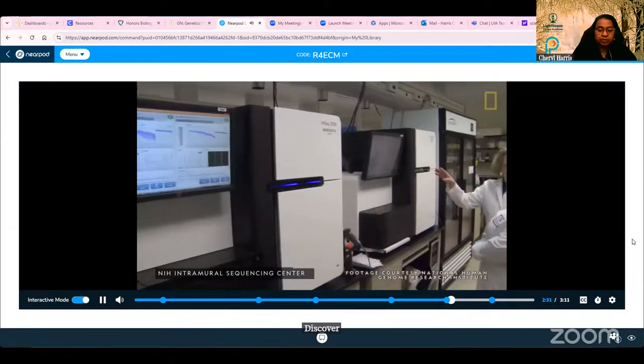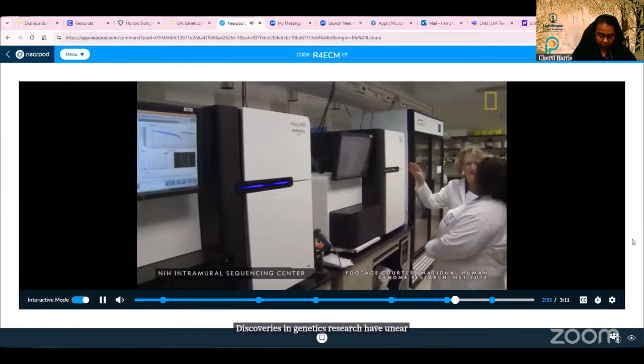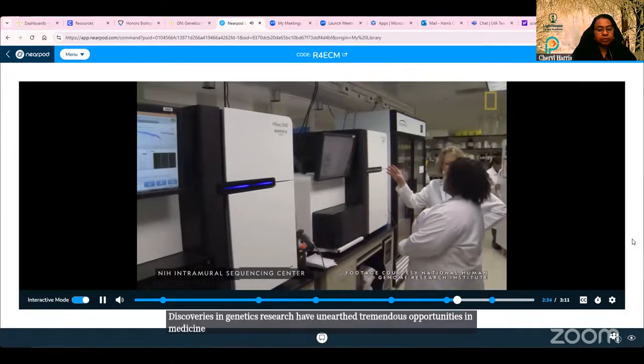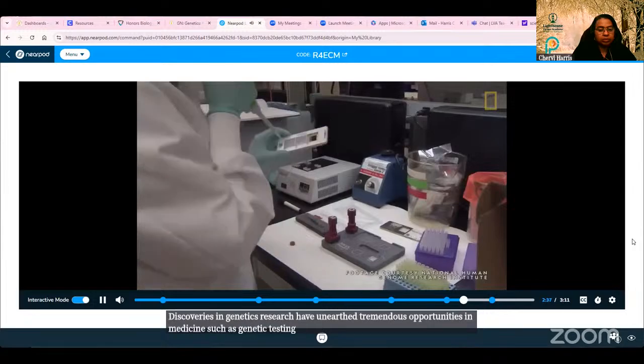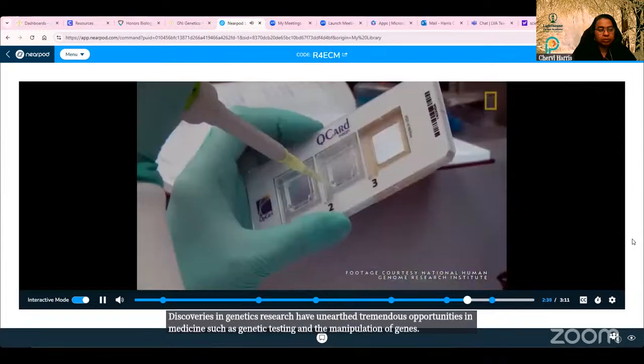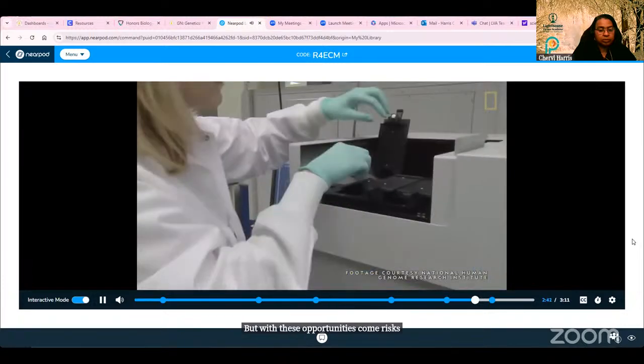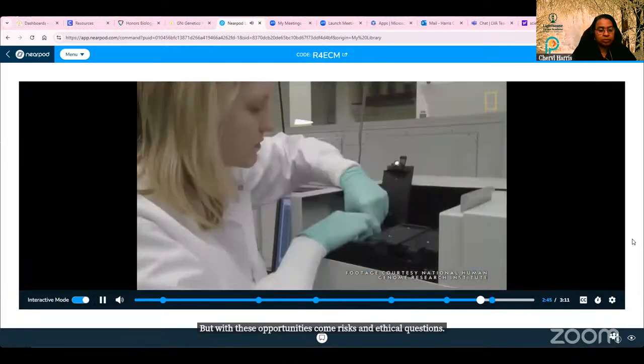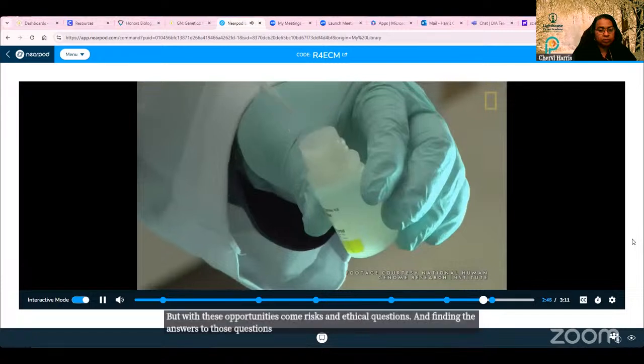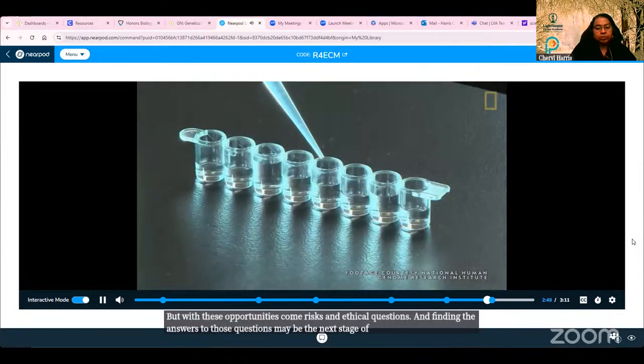Discoveries in genetics research have unearthed tremendous opportunities in medicine, such as genetic testing and the manipulation of genes. But with these opportunities come risks and ethical questions, and finding the answers to those questions may be the next stage of our understanding of genetics.